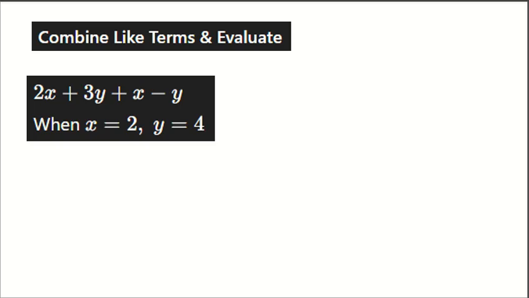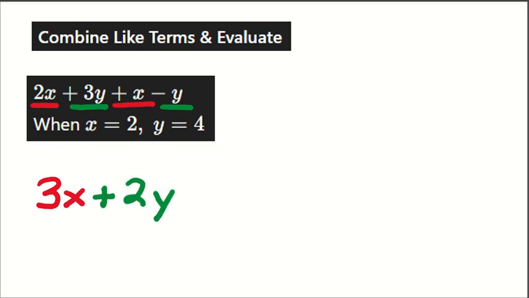So what we have here is 2x. If I got 2 x's, and then I combine that with an additional x, I now have 3 x's. Now let's look at this one. If I have 3 y's, but I get rid of a y, well, I still got 2 y's. Okay, now let's go ahead and plug in our values.